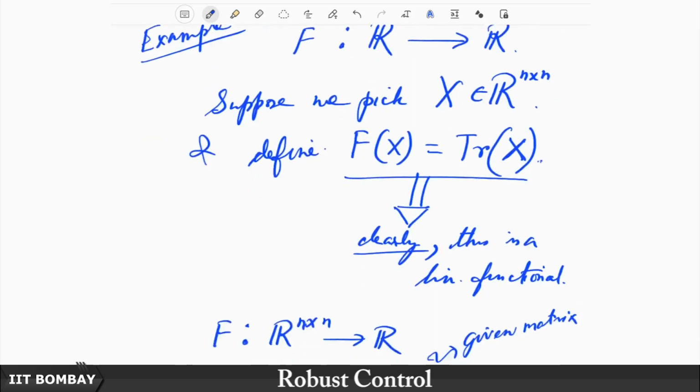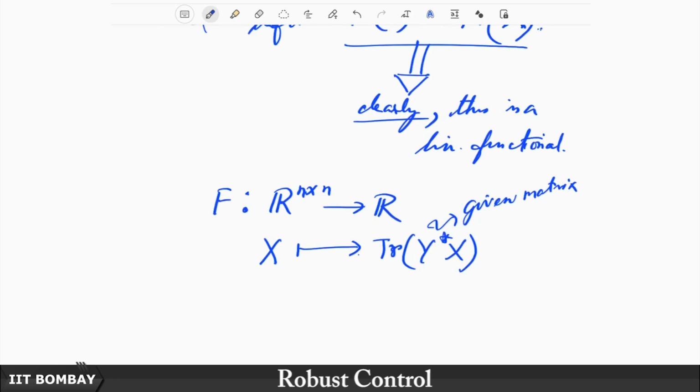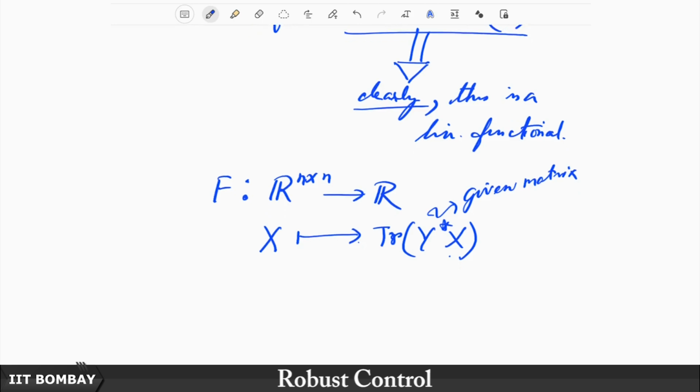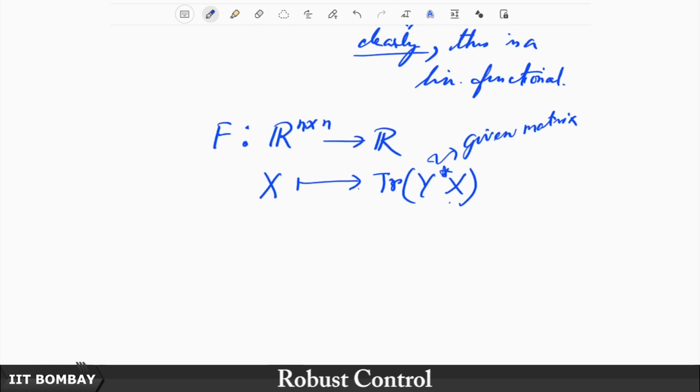Here also this matrix of size n cross n is a given matrix, a fixed matrix. The only argument coming in here is this x, that is the variable, the entry that is coming in from the vector space R n cross n. So, what do we need to do now?